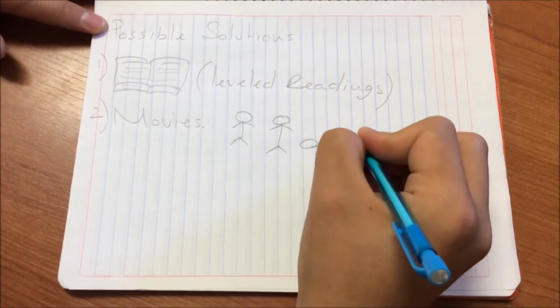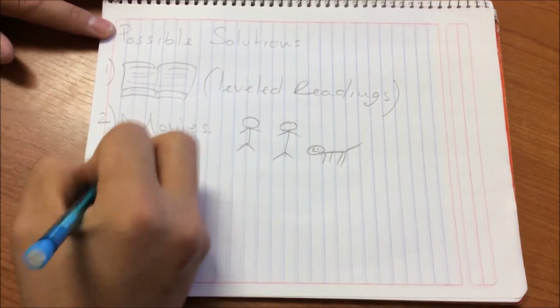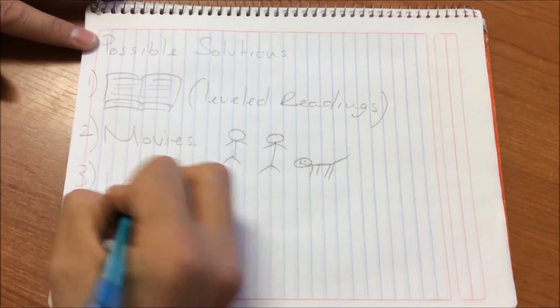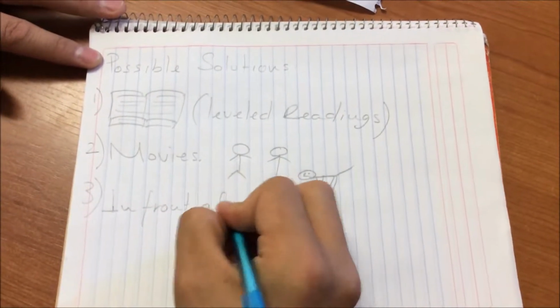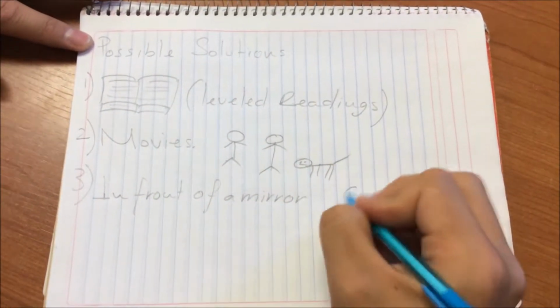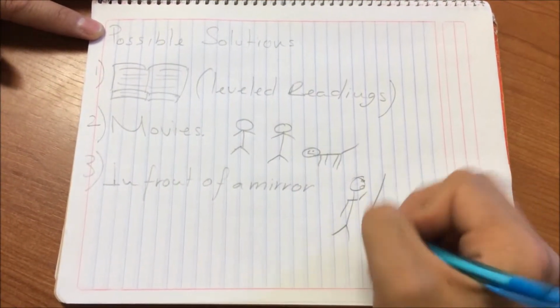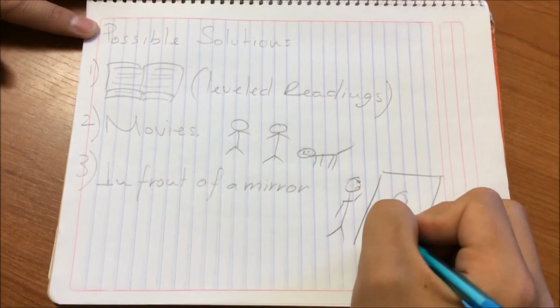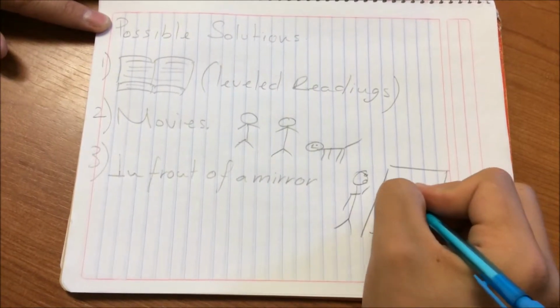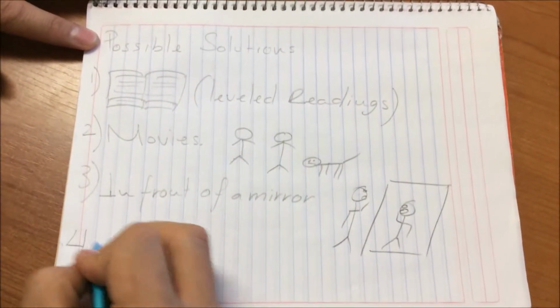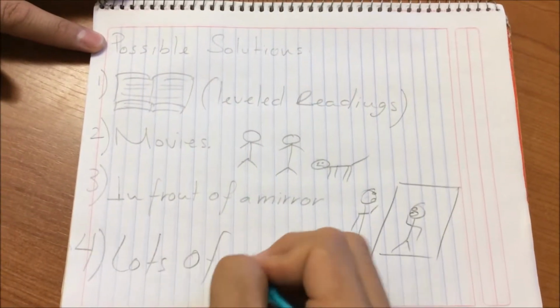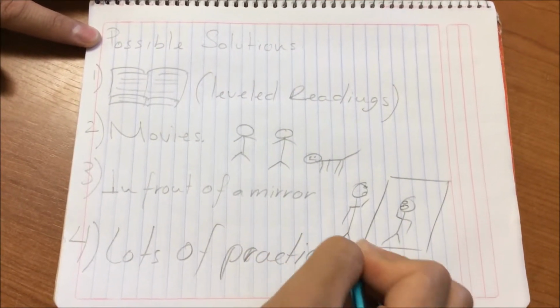The third one, you have to practice in front of the mirror. And why is that? Practicing in front of the mirror is going to help you a lot because you're going to be confident when you put your intonation into practice. So you don't have to worry because nobody's watching you. So don't trip about that either. And last but not least, the fourth one is lots of practice.